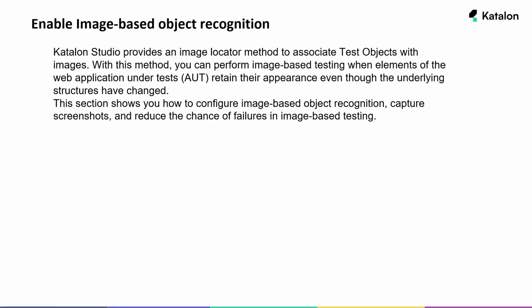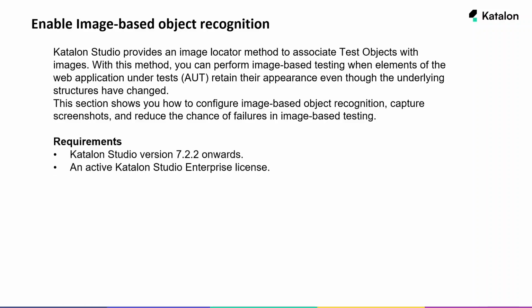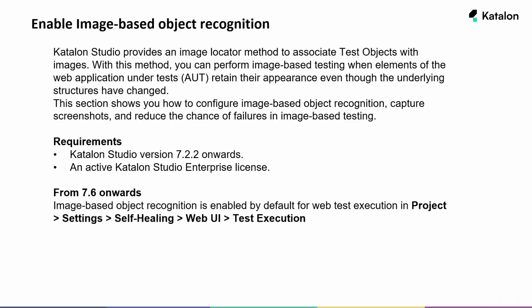This section shows you how to configure image-based object recognition, capture screenshots, and reduce the chance of failure in image-based testing. The main requirements to perform image-based testing are that you should have Katalon Studio version 7.2.2 onwards, and you should have an active Katalon Studio Enterprise license. So first, how can you enable image-based object recognition?